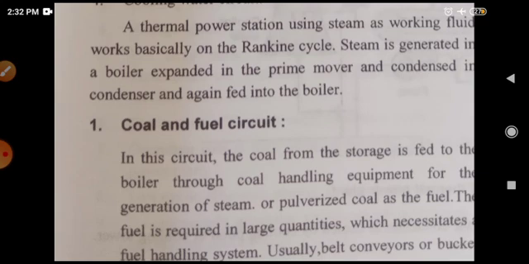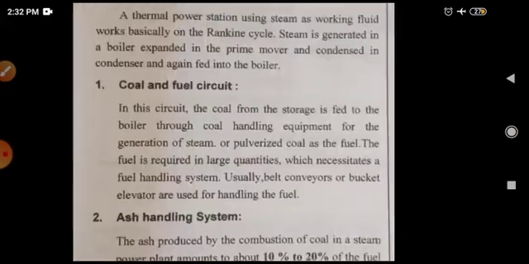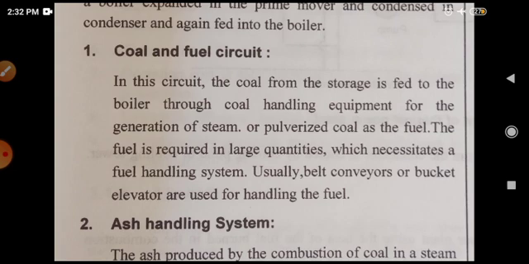Now let's discuss the first circuit, that is the coal and fuel circuit. Okay, in this circuit the coal from the storage is fed to the boiler through the coal handling equipment for the generation of steam, or pulverized coal as the fuel. The fuel is required in large quantities, which necessitates a fuel handling system. Usually belt conveyor or bucket elevator are used for handling the fuel.